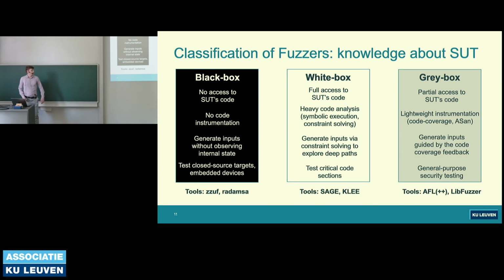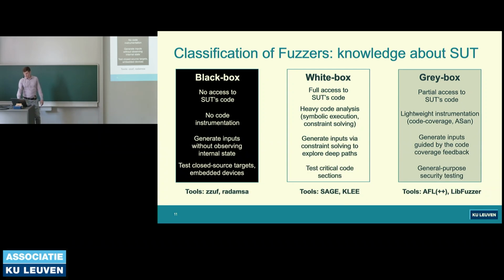And then in general, these fuzzers are using the code coverage feedback to guide their generation of the inputs. We're gonna see an example of that soon. And yeah, this type of fuzzers are the most well-known fuzzers. They're general purpose for security testing. And if you're gonna encounter some fuzzer out there, then probably it would be a gray box fuzzer.